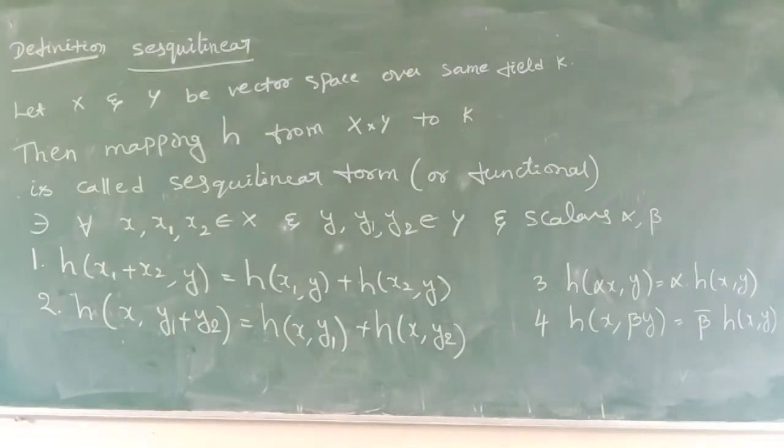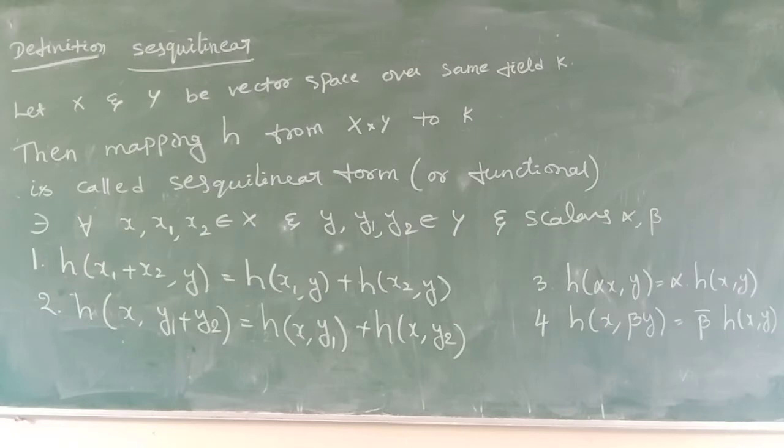Let x and y be the vector spaces over the field k. Then the mapping H from x cross y to k is called sesquilinear form or sesquilinear functional, such that for all x comma x1 x2 belongs to x, y comma y1 comma y2 belongs to y, and two scalars alpha comma beta, it satisfies the following properties. First one: h of x1 plus x2 comma y is equal to h of x1 comma y plus h of x2 comma y.